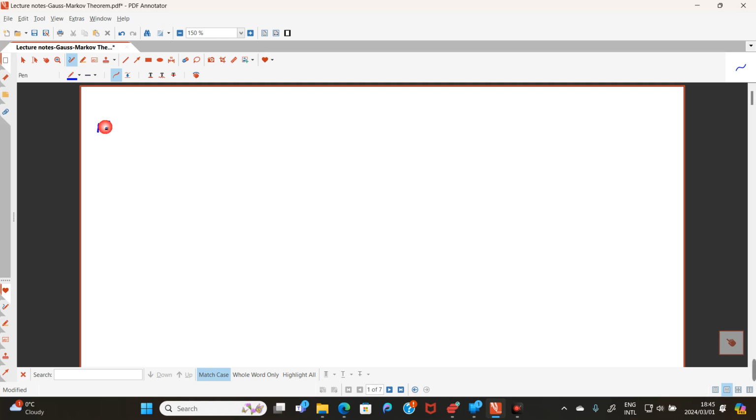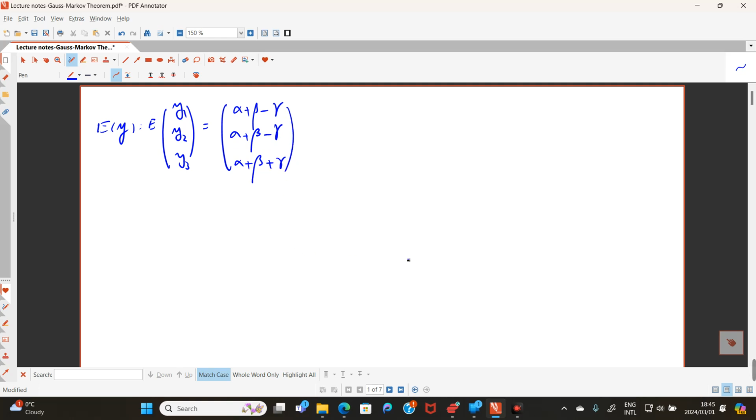Suppose that we have a three-dimensional column vector y, and the expected value is given by alpha plus beta minus gamma for y1, alpha plus beta minus gamma again for y2, and alpha plus beta plus gamma for y3. In order to illustrate the concept of this definition, let's consider some examples.